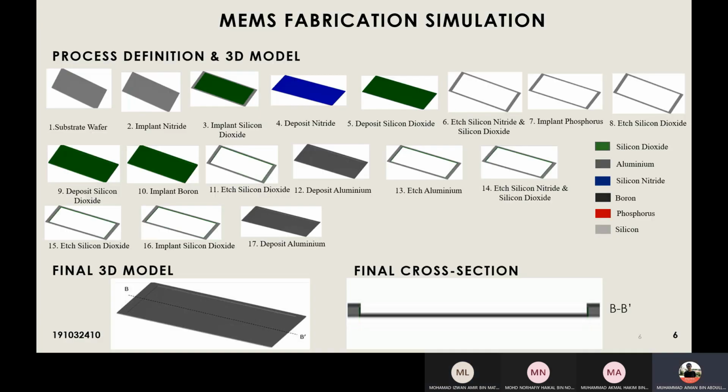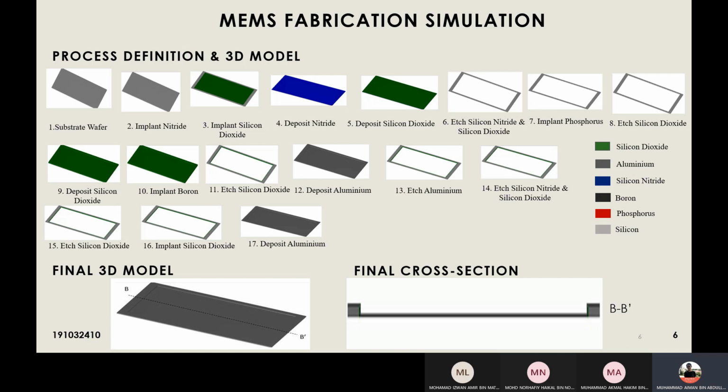This is our process definition and 3D model in MEMS Pro. Okay, the first step, we substrate the wafer, and then we implant the silicon nitride and silicon dioxide. After that, we deposit the nitride and we deposit the silicon dioxide. After that, step number 6 is we etch the silicon nitride and silicon dioxide. Next, we implant the phosphorus and etch back the silicon dioxide.